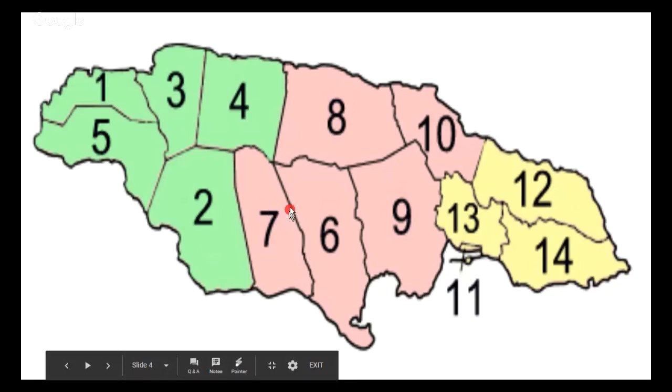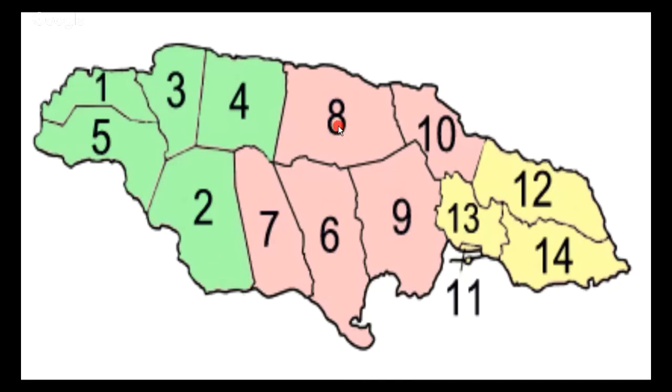So parish number 8? St. Anthony. What about parish number 1? Parish 14? Morant Bay. What parish is that? St. Thomas.